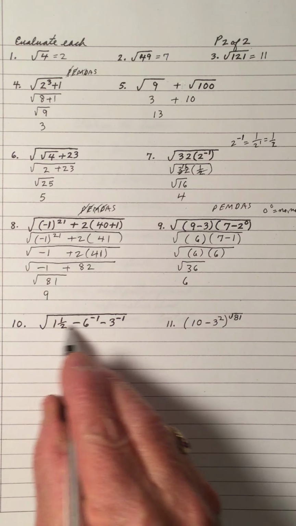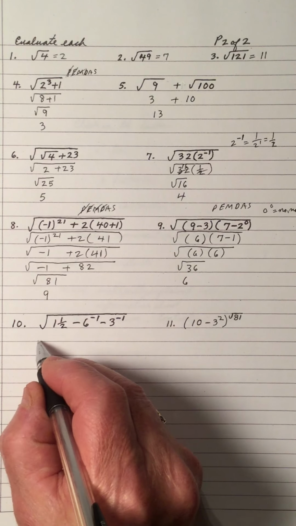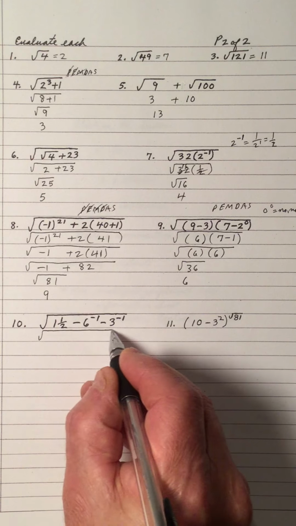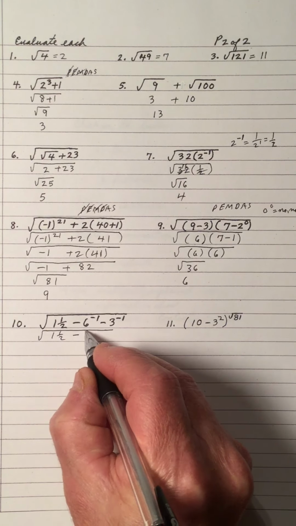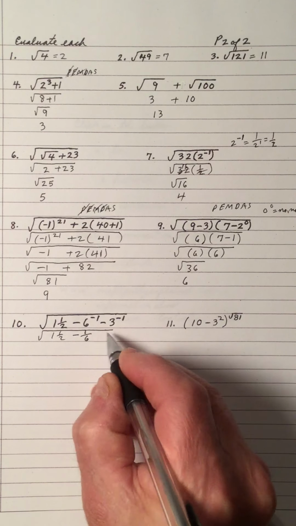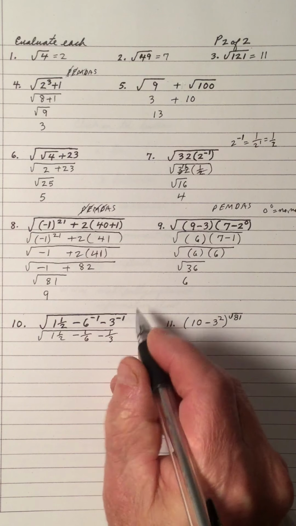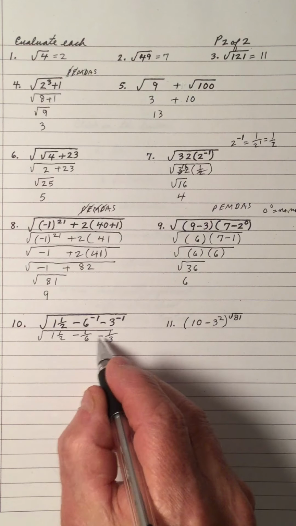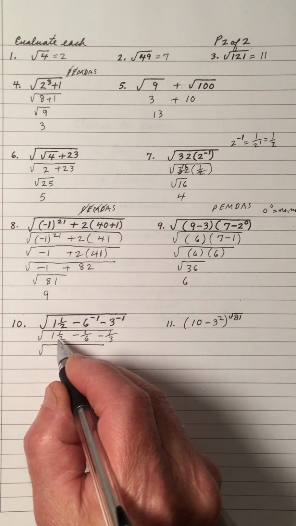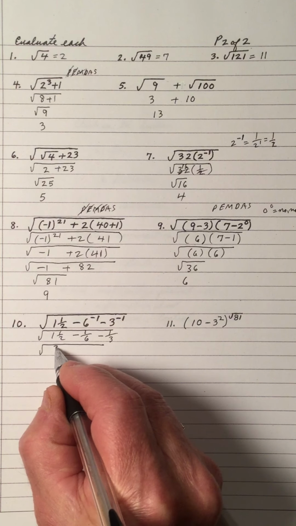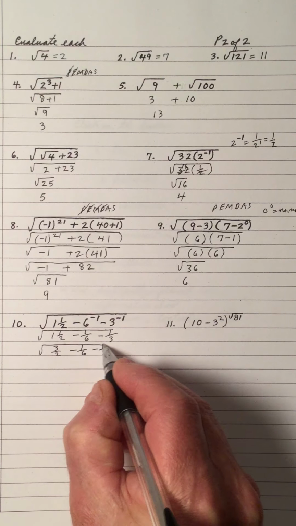Number 10. We're going to evaluate this, find a value. Let's see. We have negative exponents, so 6 to the negative 1 is 1 over 6 to the 1. 3 to the negative 1 is 1 over 3 to the 1. And we have fractions, so let's make them all fractions. 1 and 1/2. 2 times 1 plus 1 is 3 over 2.